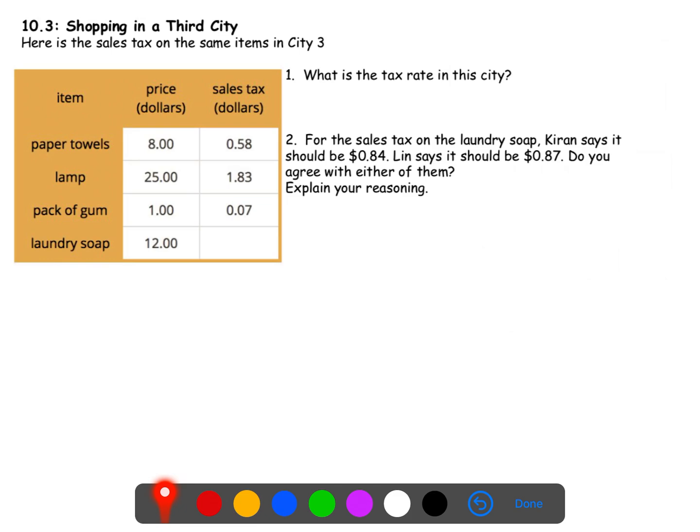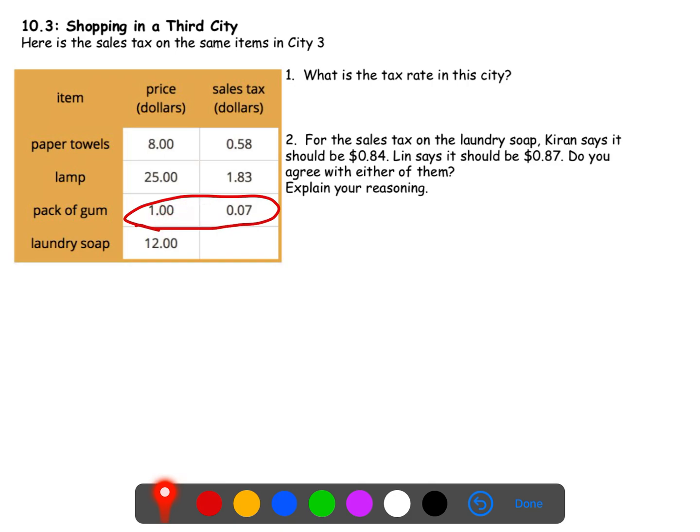Okay, for the next example, we're shopping in a third city now. So notice we have the same 4 items. We have the same 4 starting prices for those items, the price at the store, and now the sales tax is slightly different. So the first question asks us, what is the tax rate in this city? Well, to be perfectly honest, it is listed for us right here without any calculating. Remember, find the unit rate. We're comparing to $1 spent, 7 cents in sales tax. So that's 7 cents of every dollar is going to be the sales tax.